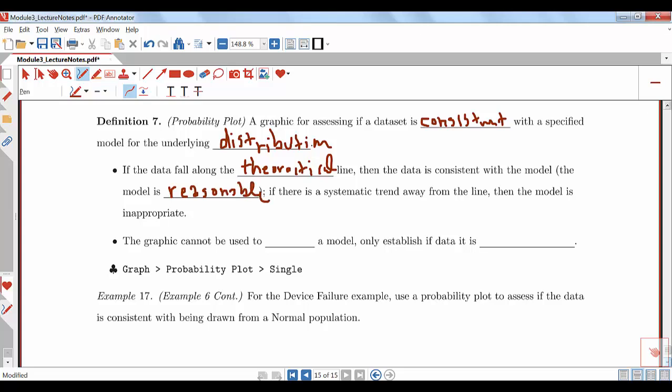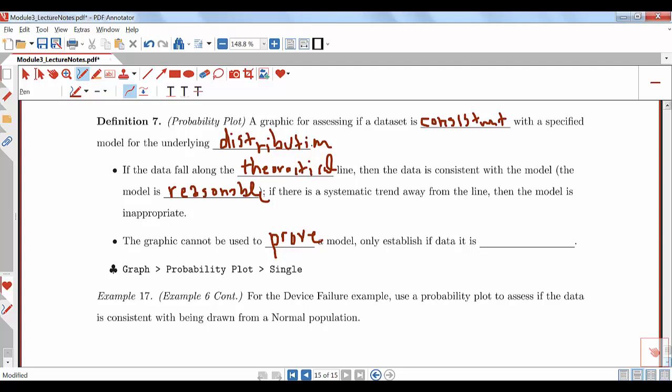As long as there's no systematic trend away from that line, then I'm going to say, yeah, that's a possibility. The graphic can't prove that that's the right model. We can only establish that the data is consistent or reasonable with that distribution.